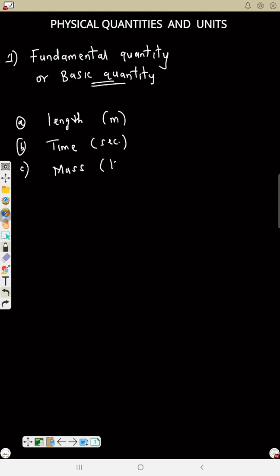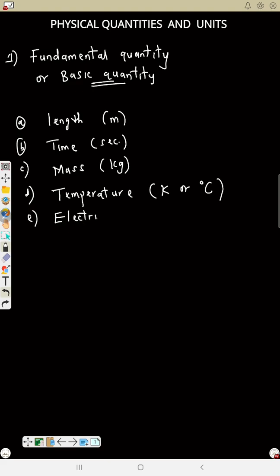Examples of fundamental quantities: 1, length, which is measured in meter. 2, time, which is measured in second. 3, mass, which is measured in kilogram. 4, temperature, which is measured in Kelvin or degree Celsius. 5, electrical current, which is measured in amps or ampere.